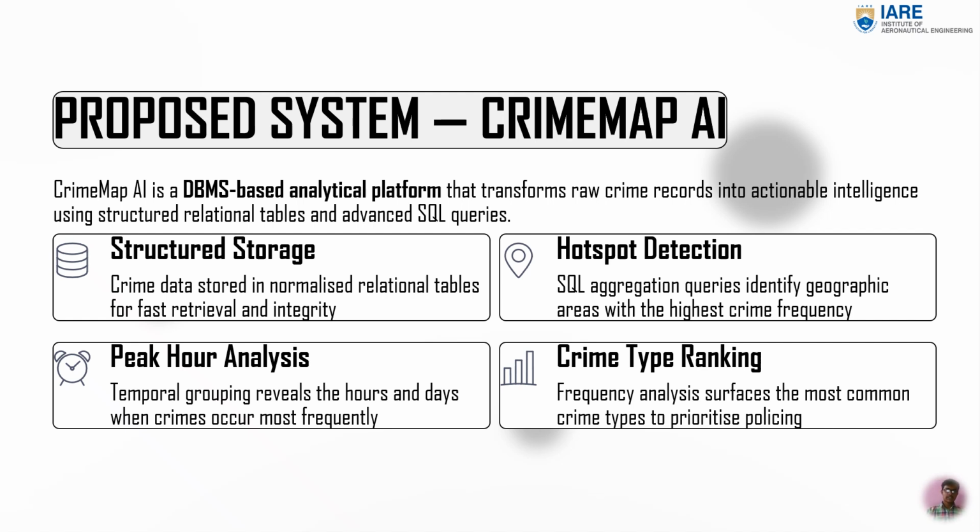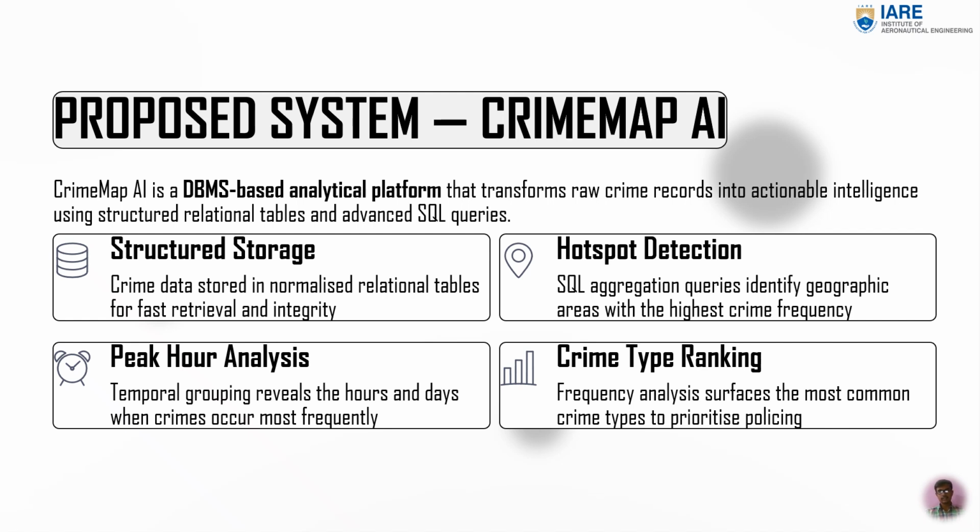Now let's go through the proposed system, the Crimemap AI. Crimemap AI is a DBMS-based analytical platform that transforms raw crime records into actionable intelligence using structured relational tables and advanced SQL queries. Here I have to discuss four qualities of Crimemap AI. The first quality is structured storage: the crime data is stored in normalized relational tables for fast retrieval and integrity.